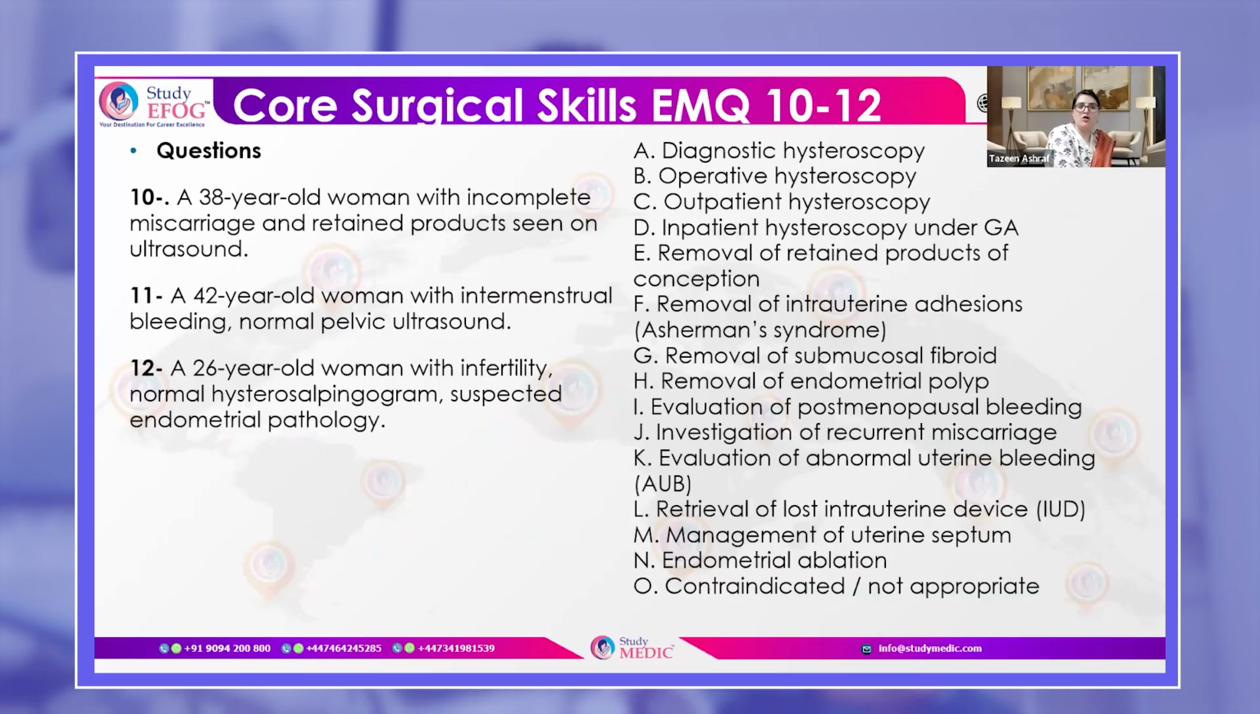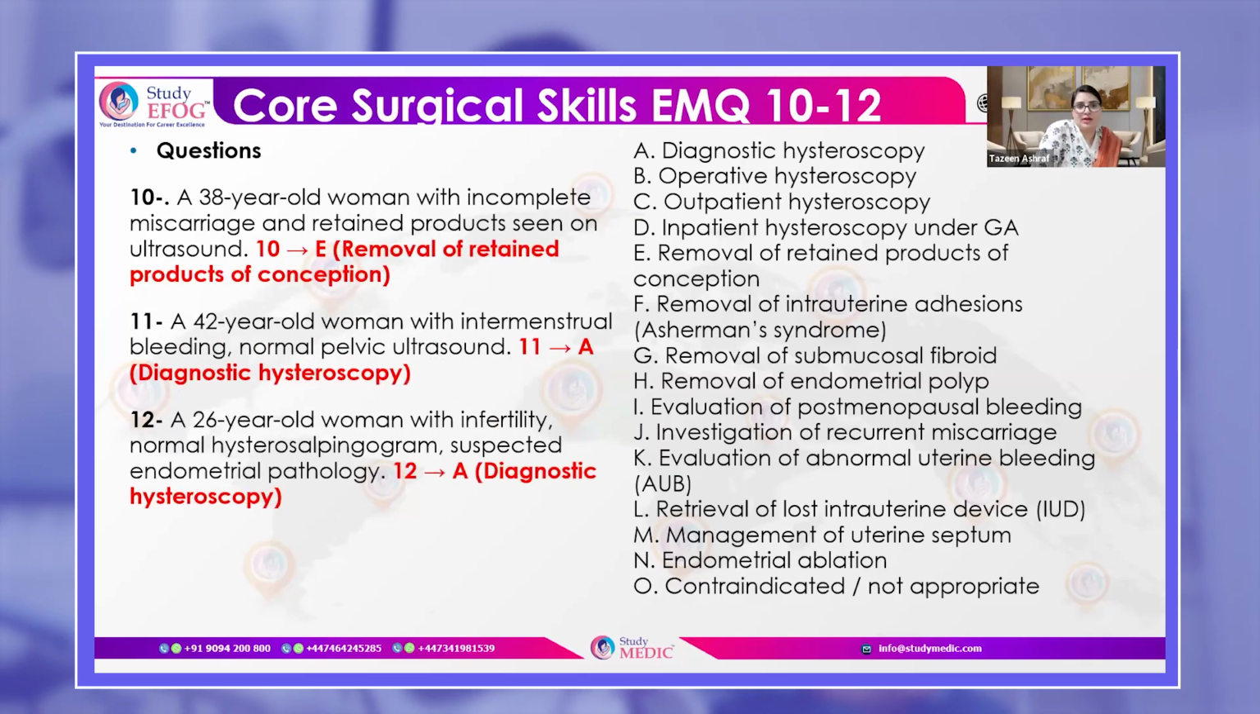Another extended match question: 38-year-old woman with incomplete miscarriage and retained products seen on ultrasound. Okay, these are the retained products of conception, we have to see which one is the most suitable option in these scenarios. The second question is 42-year-old woman with intermenstrual bleeding and scan is normal. And the third is 26-year-old woman with subfertility, normal hysterosalpingogram, suspected endometrial pathology.